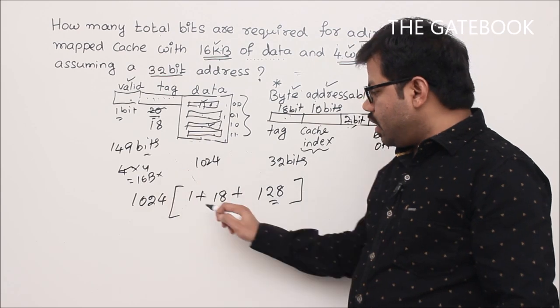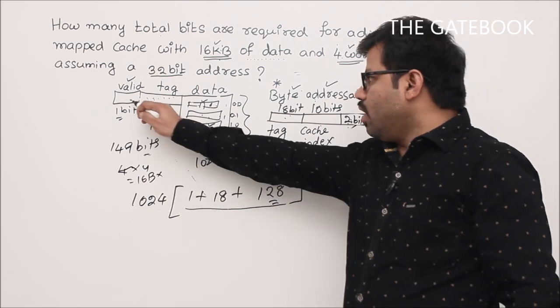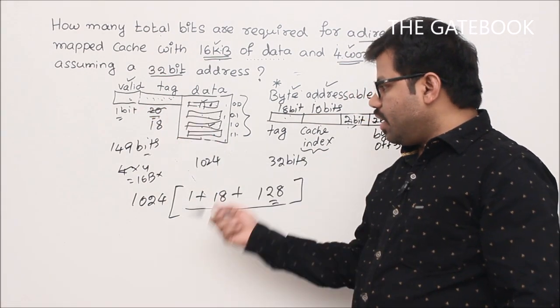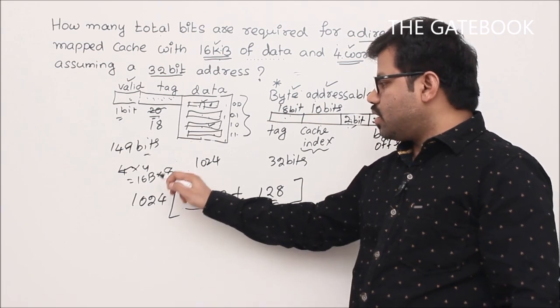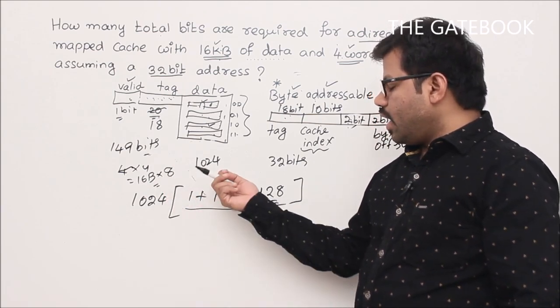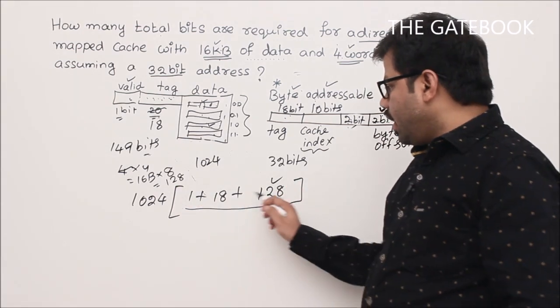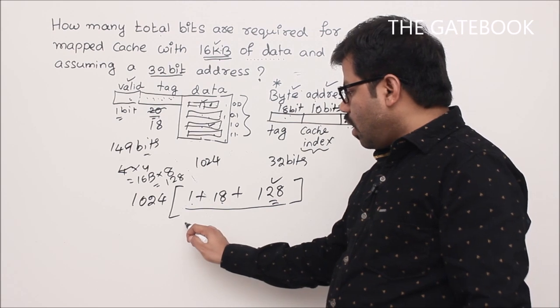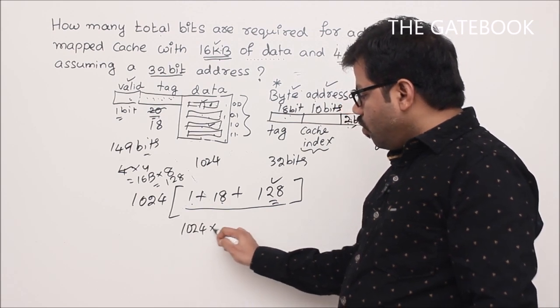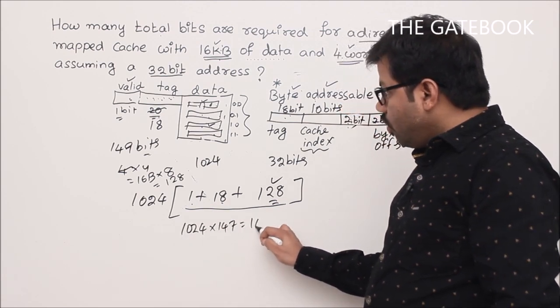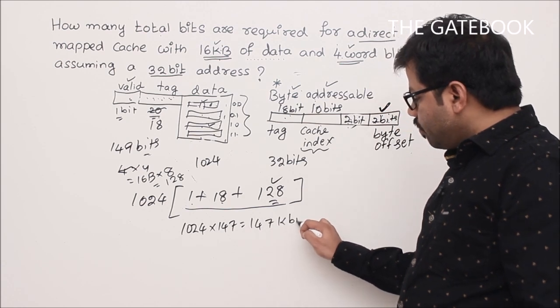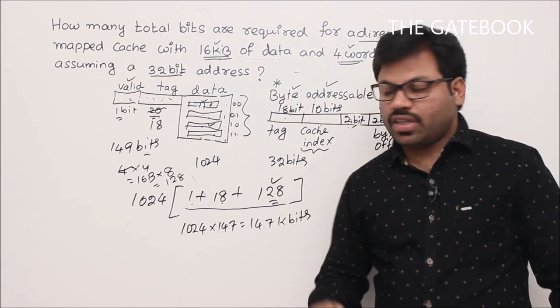To convert it into bits, that is what we are doing, because we have valid bit and tag bits, everything in bits. That's why I'm dividing it into bits. 16 bytes, if they are divided into bits, that will become 128 bits, right? So 128, 146, 147. So the answer is 1024 into 147, otherwise 147 kilobits.